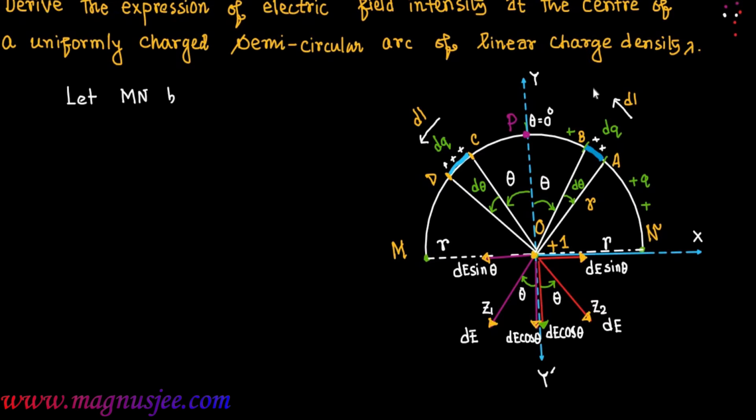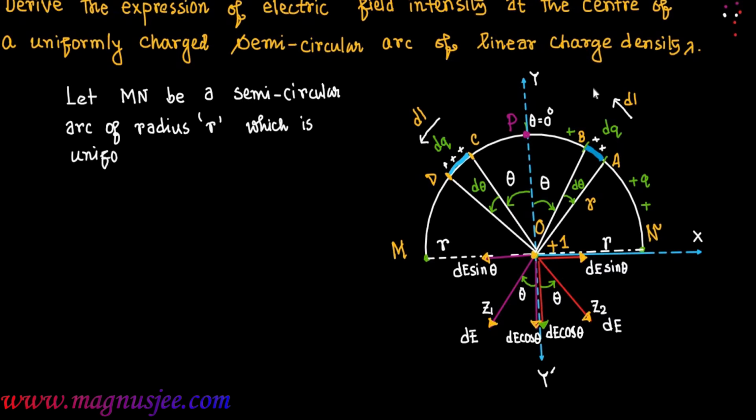Let MN be a semicircular arc of radius r, not A, of radius r, which is uniformly charged with a charge plus q.